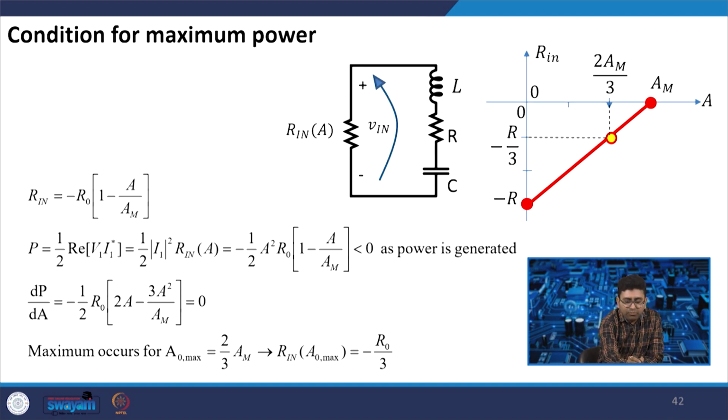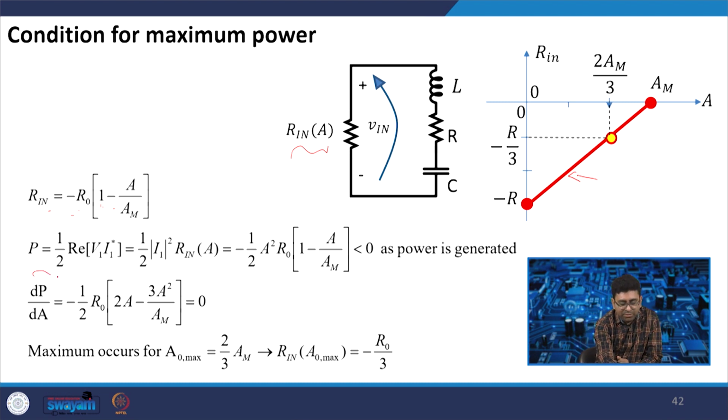So, for the condition for maximum power, we write R in for this function as equal to minus R naught A, 1 minus A by A m. The resistance is decreasing in magnitude as amplitude increases. So, when A is equal to A m, your input resistance R in is equal to 0, and when A is 0 it is minus R naught. So, we need to find out the value of amplitude and the resistance for the maximum power.